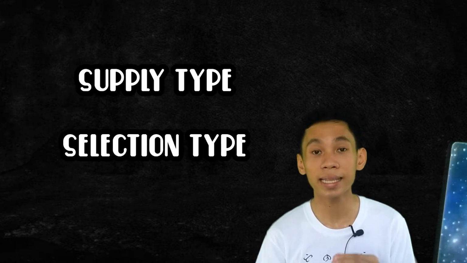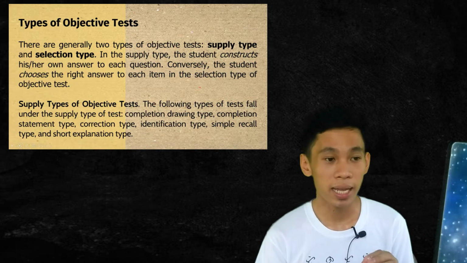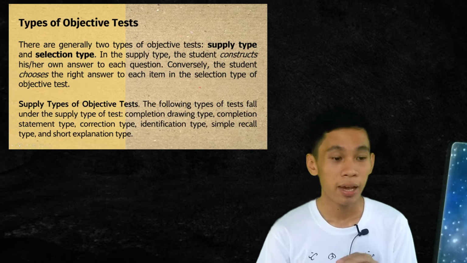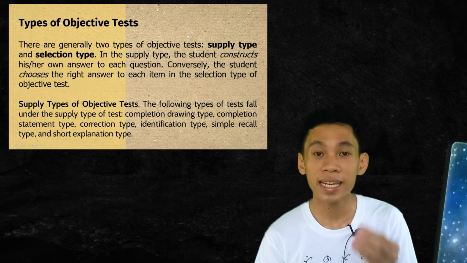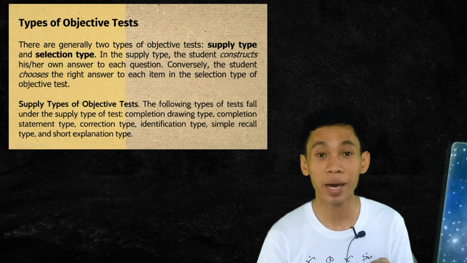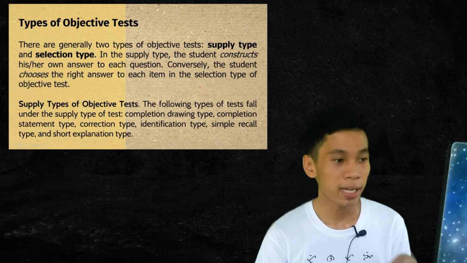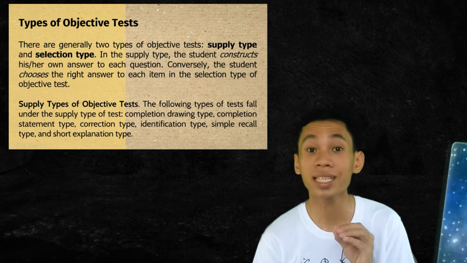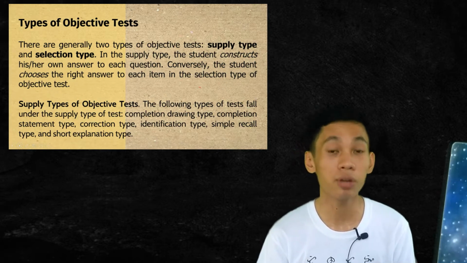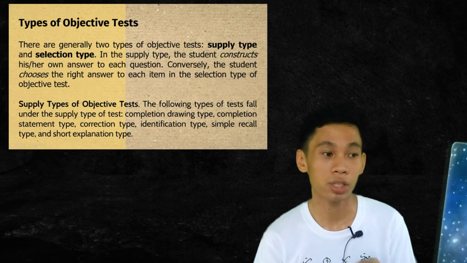Okay? Moving on, there are two types of objective tests. We have the supply test and the selective type of test, okay, or the selection type. When we say supply type, ito yung mga test na kung saan the student constructs his or her own answer to each question, meaning to say, from the word itself na supply, okay, pupunan nila, sila ang magsasagot, mag-iisip sila or magko-construct sila ng sarili nilang idea para sagutan yung certain question. And then when we say selection type, from the word itself, select, pipili ang mga estudyante dun sa choices kung ano yung tamang sagot. Okay? Ganun lang yung pagkakaiba ng supply type at saka selection type.